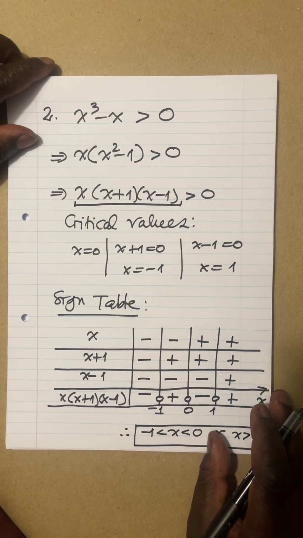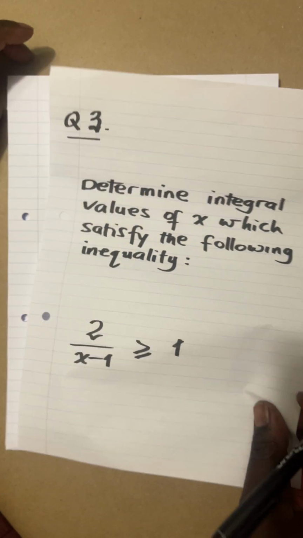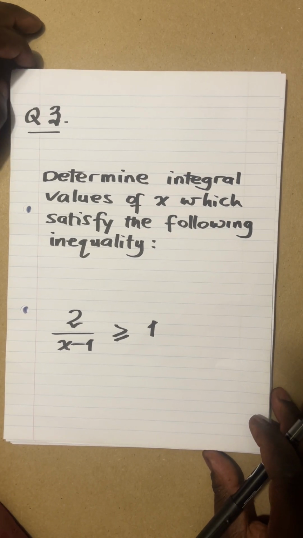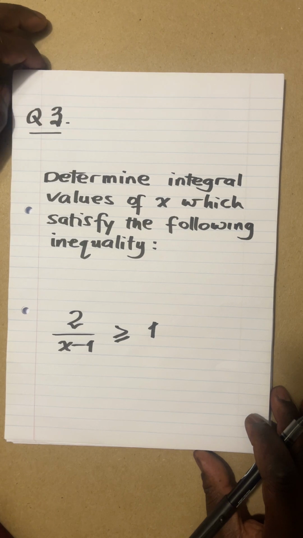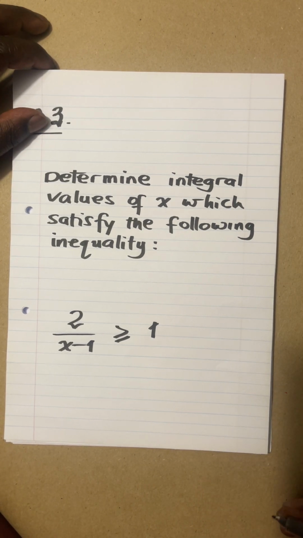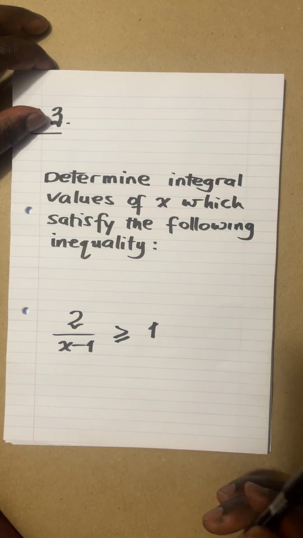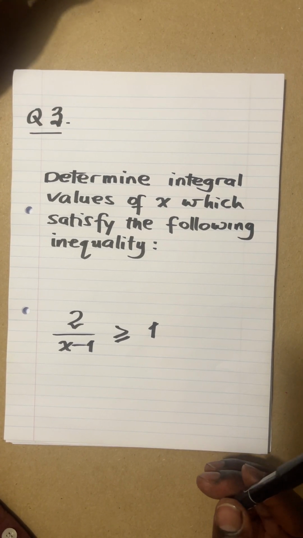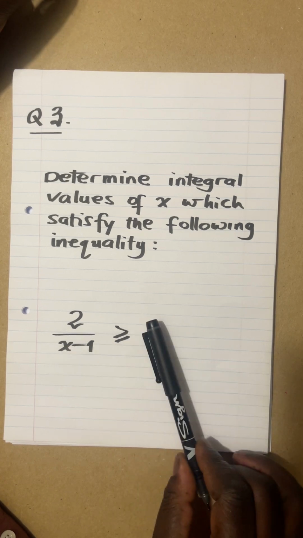All right, let me move on to question number 3, the last one in this short video. Like I said, this is just simple algebra we're looking at. Here we go. Number 3, determine integral values of x which satisfy the following inequality. So we're looking for whole number values, negative or positive. Remember, integers are negative or positive whole numbers, including 0, that satisfy this inequality.